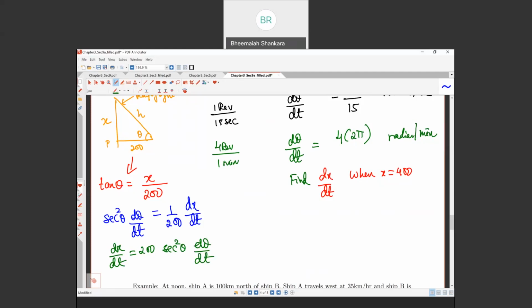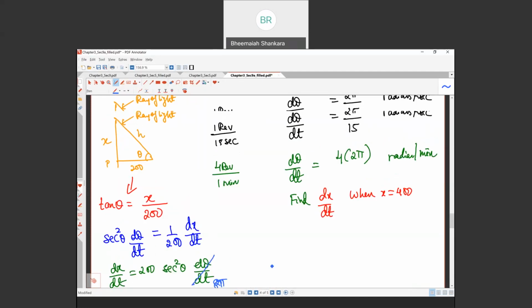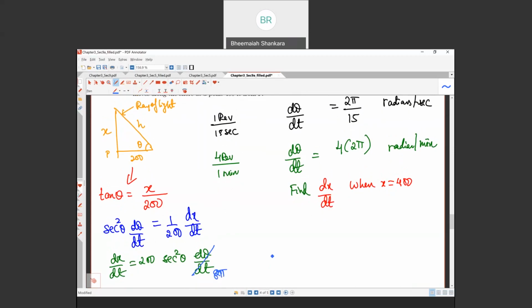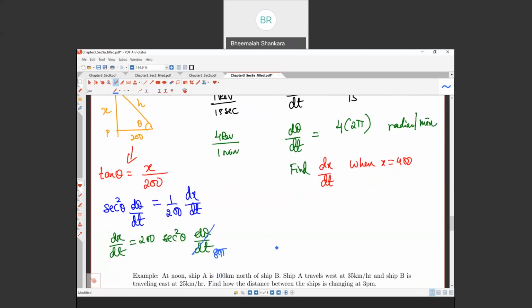The d theta over dt per minute value is given for us. This is the 2 pi expression. Oh, sorry, this is 8 pi. The value is given for us. Secant squared theta we have to calculate here to finish the problem. So let's do a calculation for secant squared theta.